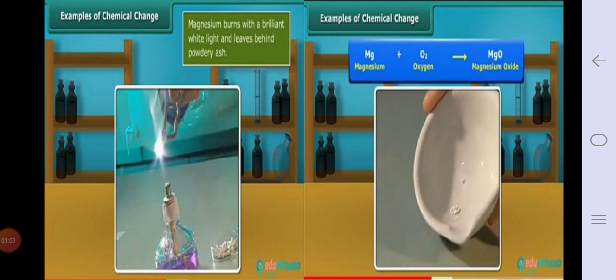Now in this picture you can see that bright white light is there, and also in the other picture you can see white color ash is formed. Now what reaction happens here? Magnesium plus oxygen gives magnesium oxide. Okay, oxygen present in the air, so this reaction takes place here. Does the ash look like the magnesium ribbon? No. The change can be represented by the following equation. As I told you, magnesium plus oxygen gives magnesium oxide.